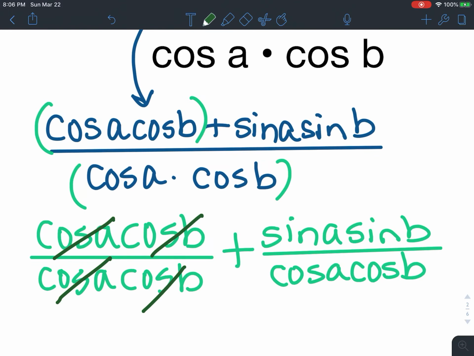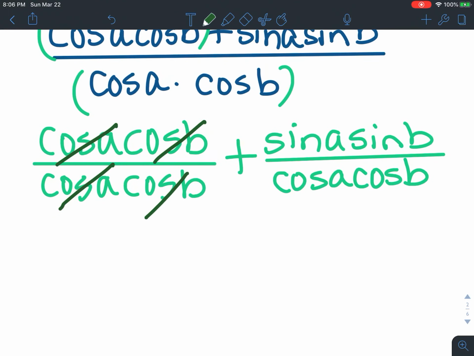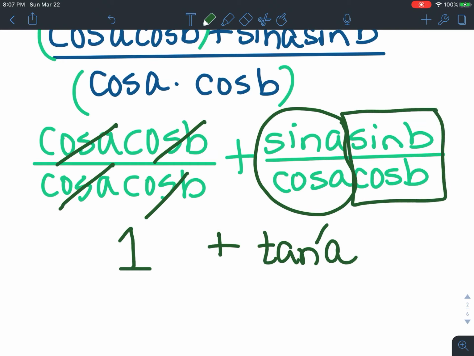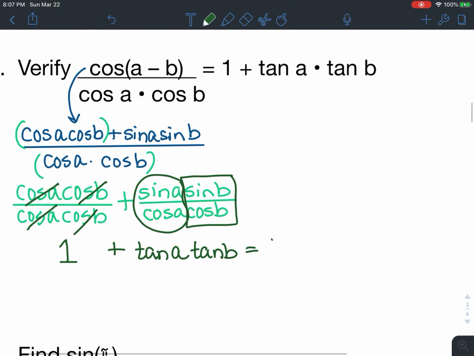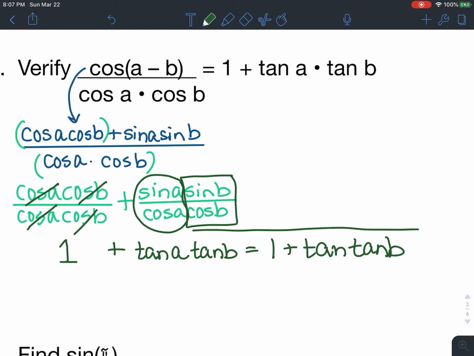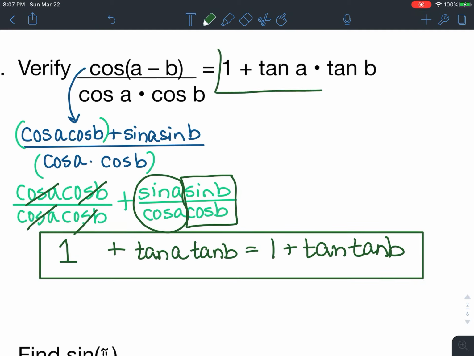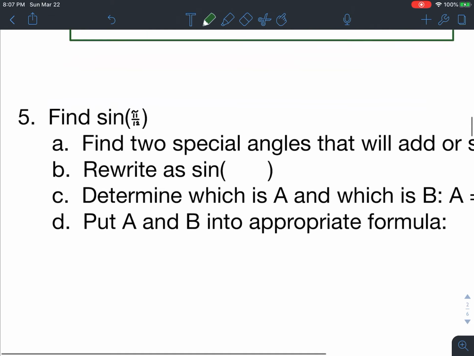So this is going to cancel, and these are going to cancel. But remember, when stuff cancels by division, you really get a 1. You don't get a nothing, so be careful with that. Sine A over cosine A is tangent A, and sine B over cosine B is tangent B. And we're done. And they match, right? Okay.